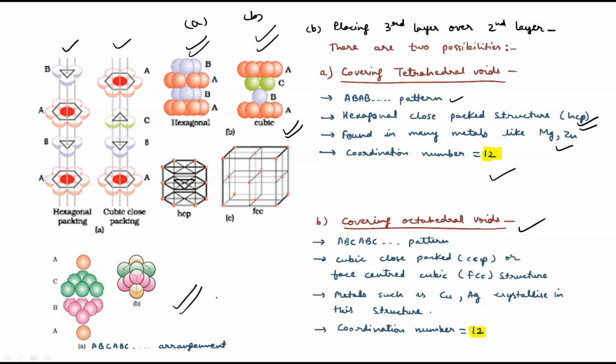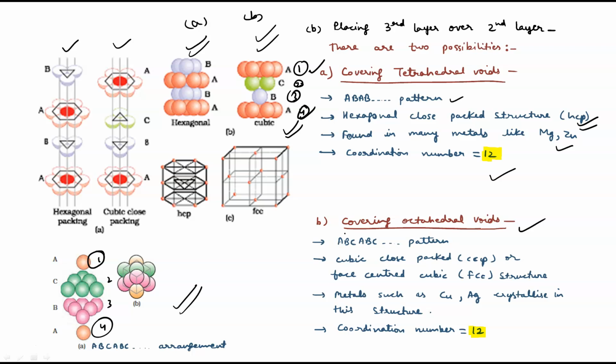Only when the fourth layer is placed, its spheres are aligned with the first layer. You can see from the diagram, this is 1, 2, 3 and 4. First and fourth layers are aligned only. This pattern of layers is written as ABC, ABC. This structure is called CCP or FCC.